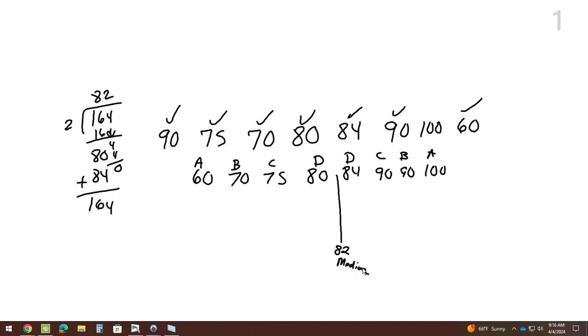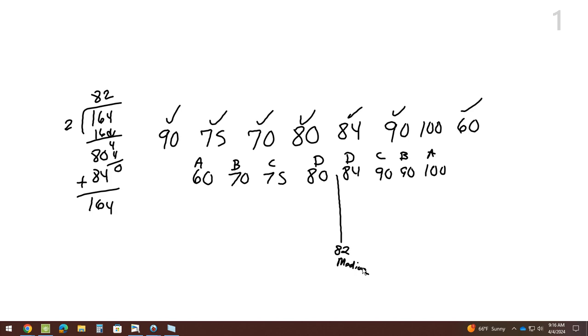Here's how you know if you're right or wrong. If your number is not between those two, you did something wrong. Like sometimes kids will remember, let's add them, and they want to use 164 as the median. Is 164 in the middle of these two? No. You're forgetting a step, which is to divide by what? 2.